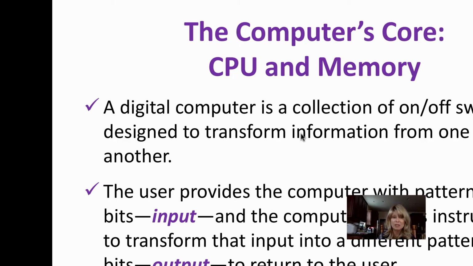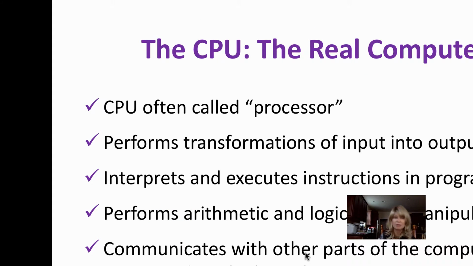Okay, so like I said, digital computer, on and off switches. Okay. Input is what instruction the user puts into the computer. Output is what the computer returns to them. This is pretty simple. CPU, often called the processor. And this is what it does. It transforms inputs into outputs.